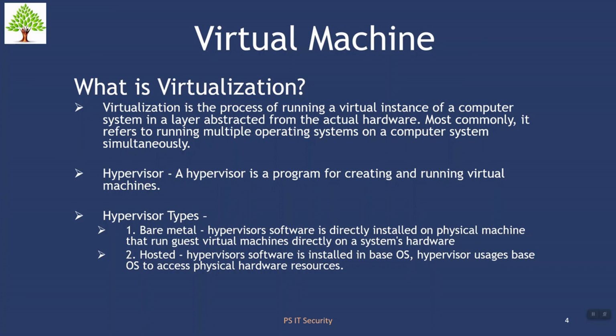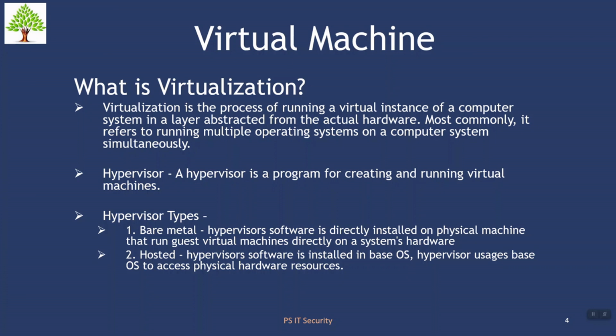Then, what is a hypervisor? A hypervisor is a program for creating and running virtual machines. So that's the application software which we will be using to create a virtual machine instance. What are the hypervisor types? Basically, there are two types of hypervisor. One is called bare metal, and the second type is hosted.